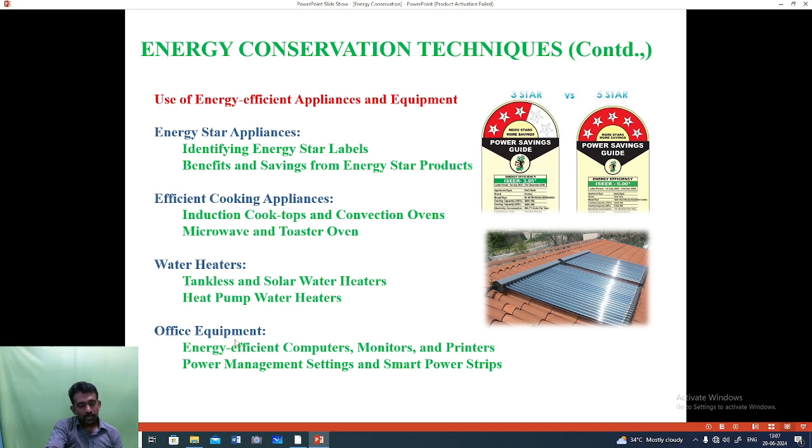And office equipment: energy efficient computers, monitors and printers, power management settings and smart power strips are some of the office equipment where energy conservation is being followed.